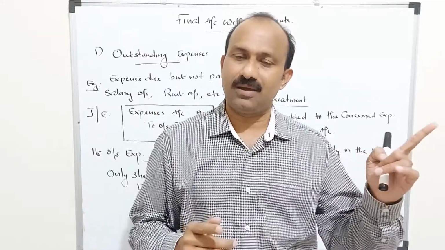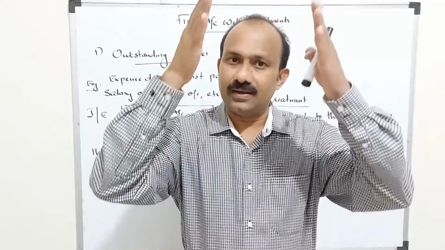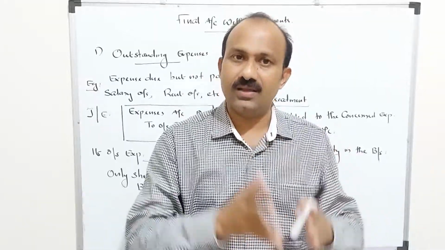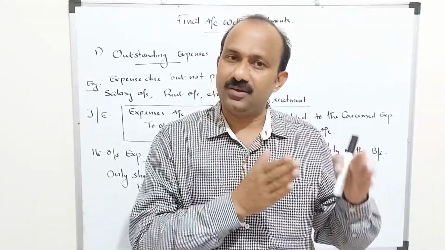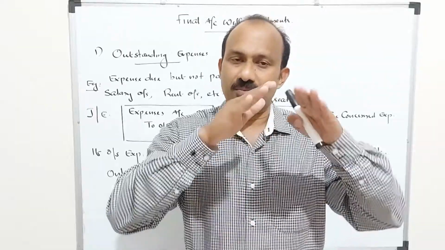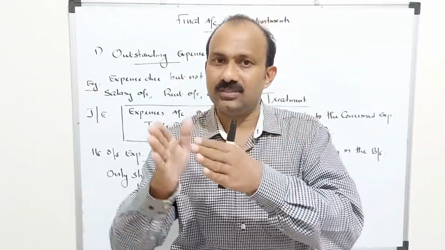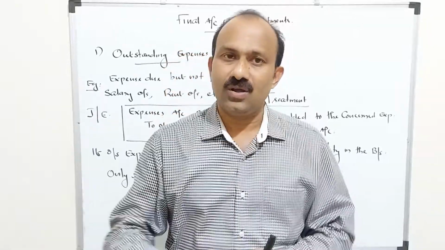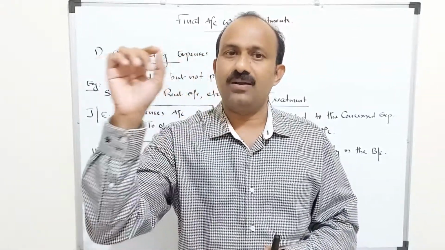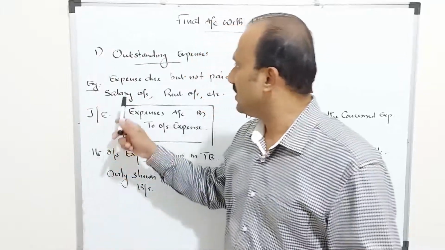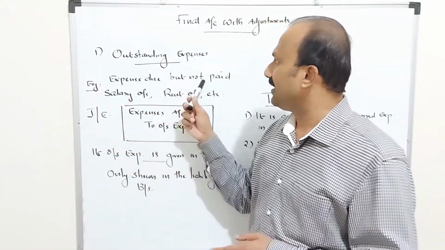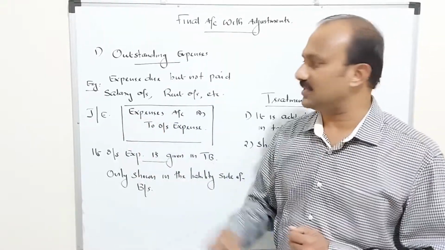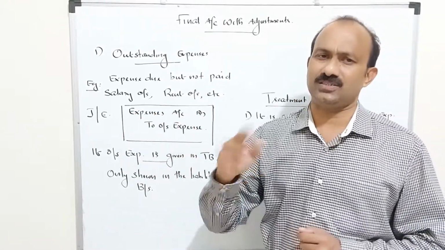As per the GAAP matching concept, current year expenses should be recorded in the current year only, and current year income should be recorded in the current year only. That means current year income should be matched with the current year expenses. First adjustment, outstanding expenses: expenses due but not paid. What are examples of outstanding expense? Salary, wages, rent, any expense outstanding.